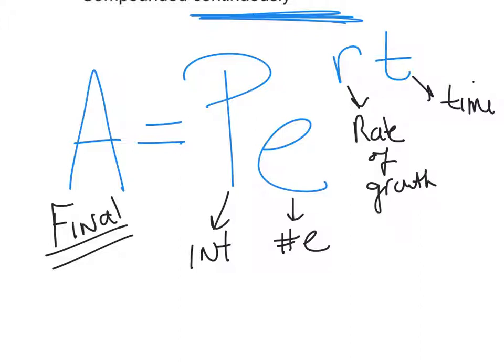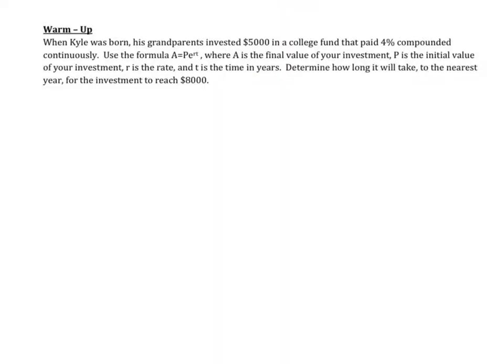Okay, so compounded continuously is PERT. So here's our little warm-up problem. When Kyle was born, his grandparents invested $5,000 in a college fund that paid 4% compounded continuously. Okay, so ding, ding, ding. There is what's got to jump out at you. Get your highlighter and let's get going. Compounded continuously. Okay, I want to repeat, they are probably not going to give you this formula. You have to know that.